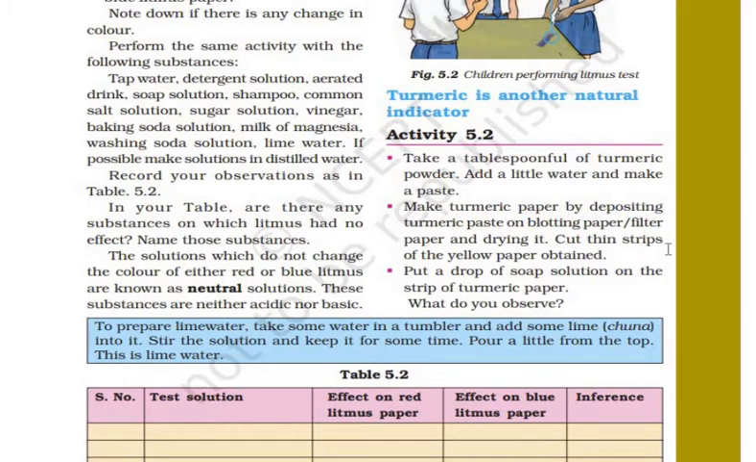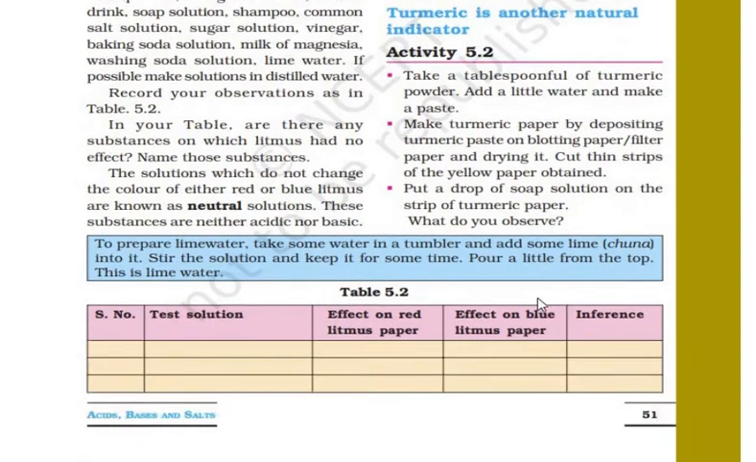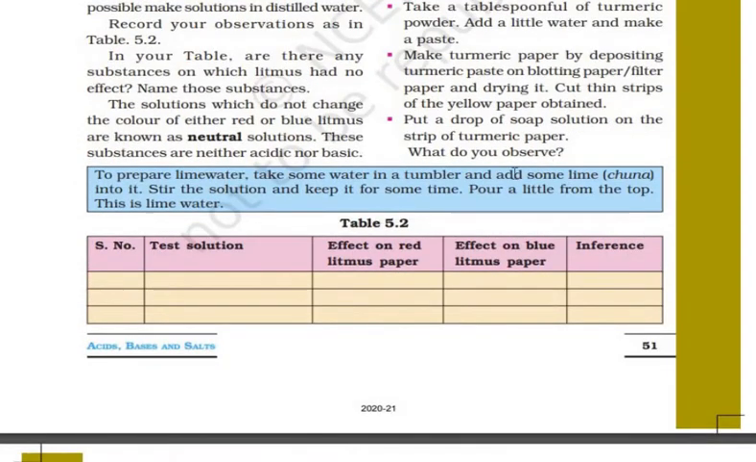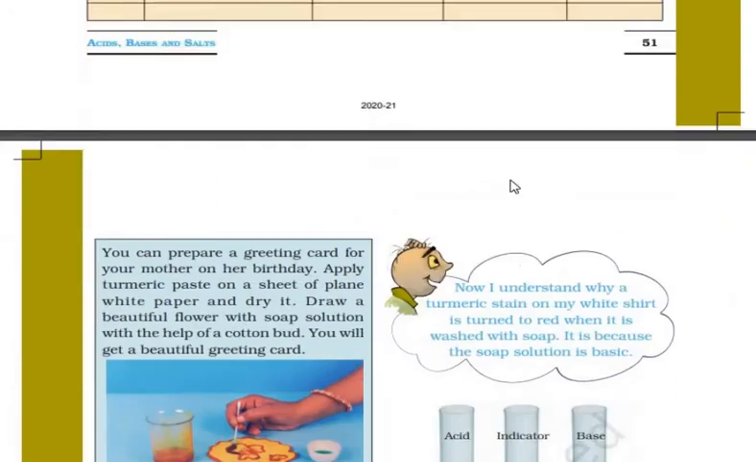Cut a thin strip of that paper. Because of the turmeric, it will look yellow. So you can cut a thin strip of yellow paper and keep it. Put a drop of soap solution on the strip of turmeric paper. What do you observe? Now put some soap solution on that yellow turmeric strip of paper.